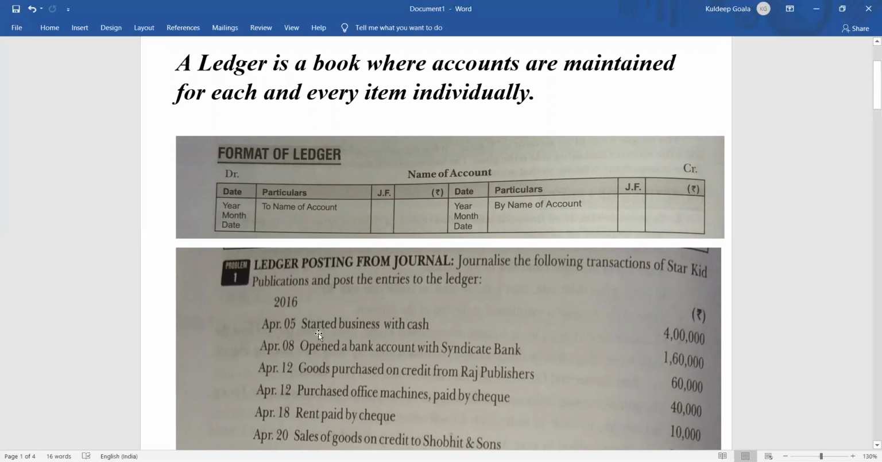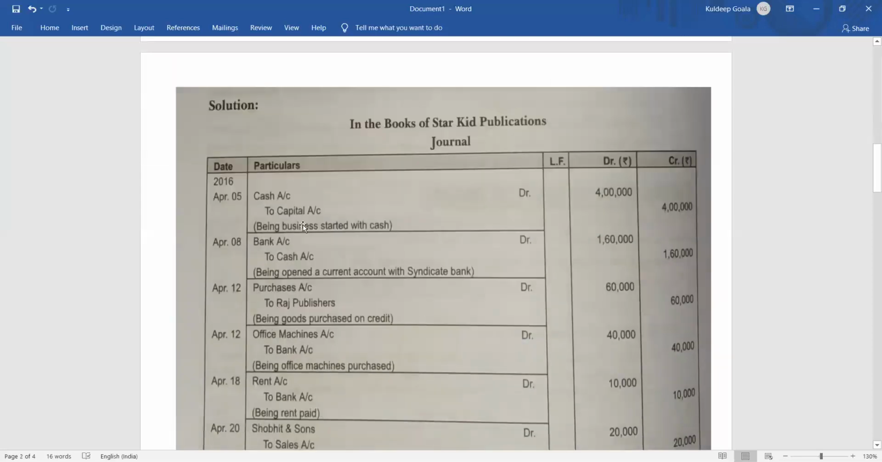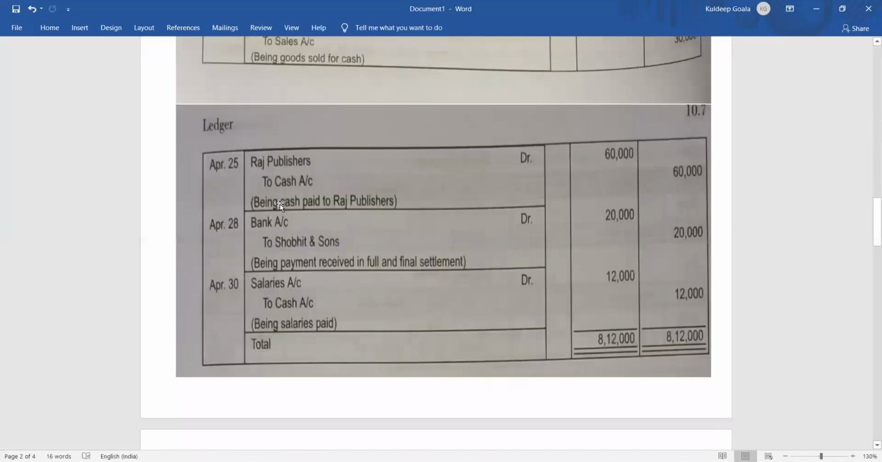So first of all, it is started business with cash 40,000. So we know the journal entry, right? What is it? Cash account debit to capital account, isn't it? You can see cash account debit to capital account, being business started. How much? 4 lakh. Now you can see what is here? Cash and capital. So first of all, you will prepare the cash account. Cash account is there, so make the format and go in the cash.